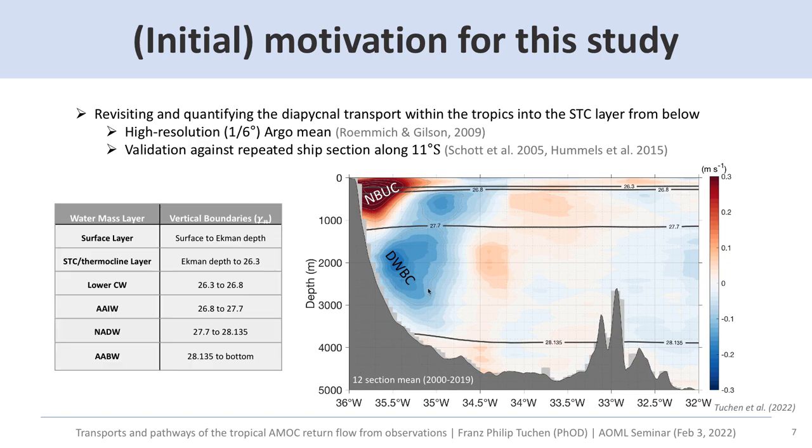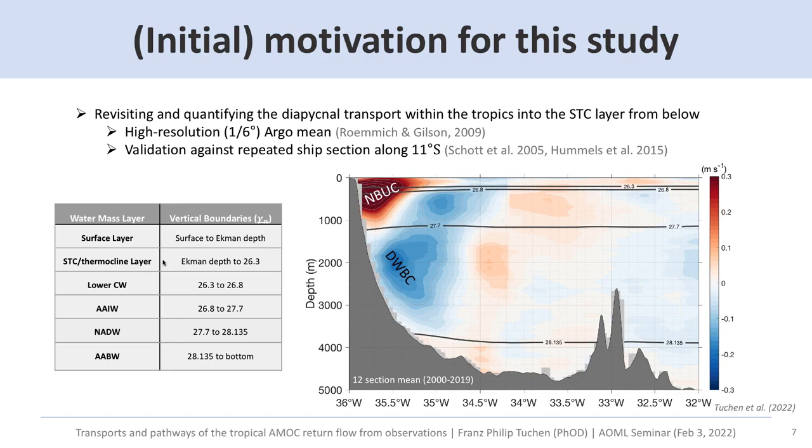You can already see that we divided this section into different water mass layers, and the definitions of these layers are shown here. We are basically following definitions from these two papers by Schott and Hummels, which were also using the same kind of data or an earlier version of this mean data. The only thing we changed was we divided the surface layer and this thermocline layer into these layers that we have defined before for our STC estimates.